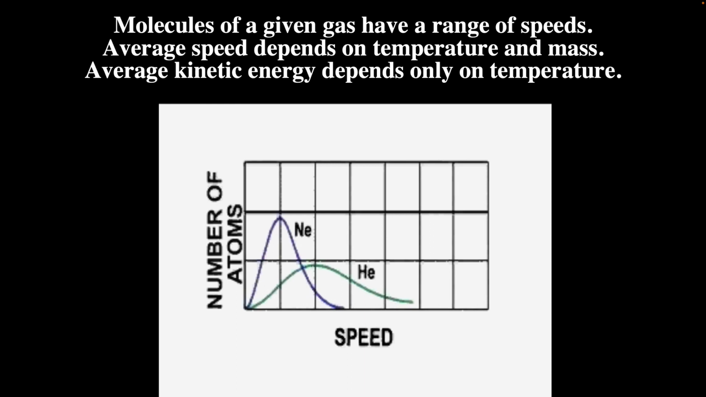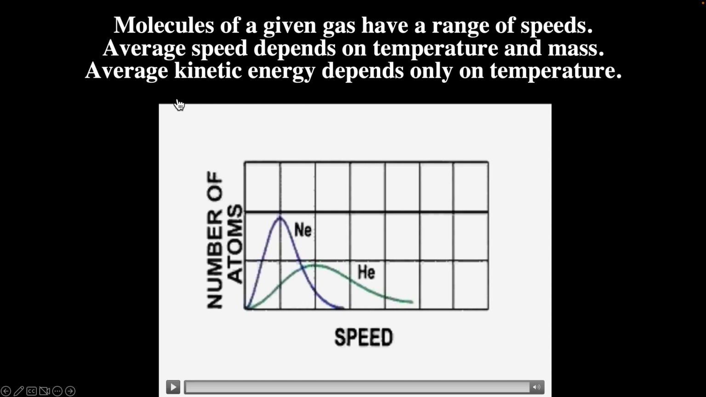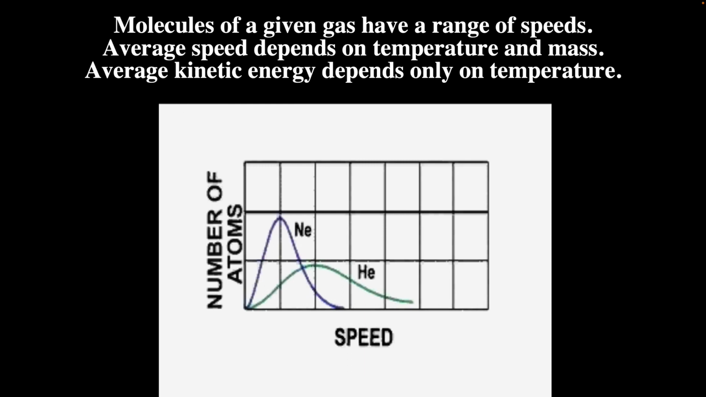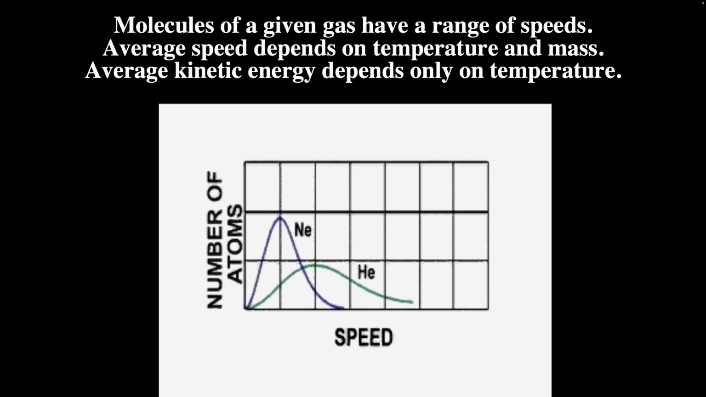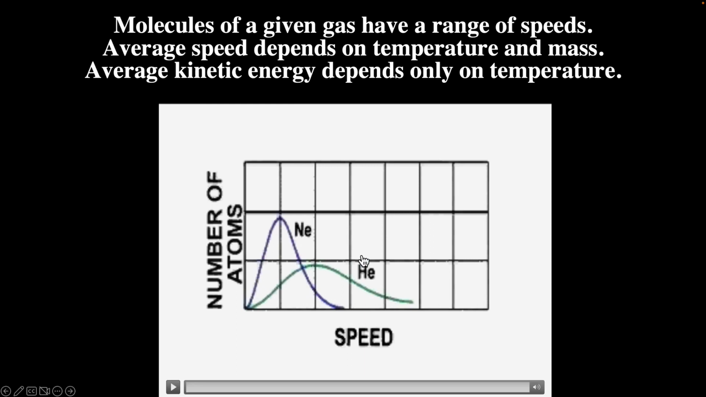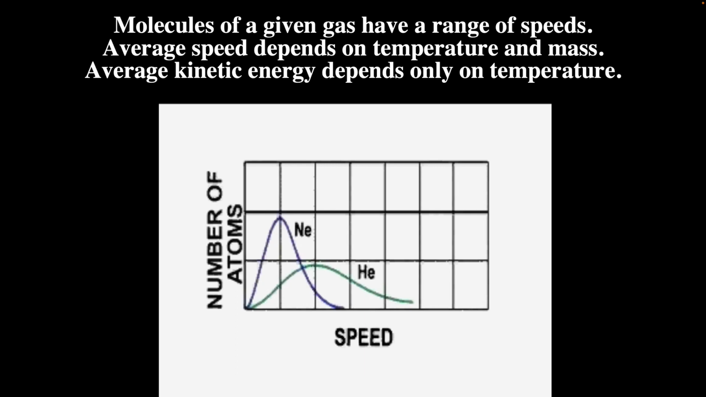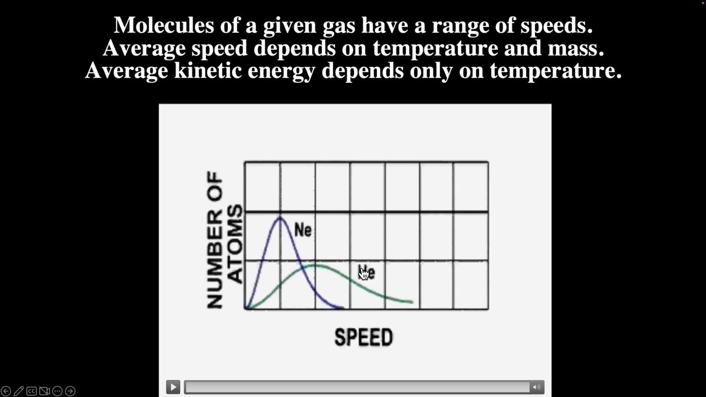This is kind of interesting. The average kinetic energy is the same at the same temperature, no matter what the gas is. And so here we have helium and neon. At the same temperature, their average kinetic energy is identical. Their speed is different because remember, kinetic energy is equal to 1/2 mv squared. So you notice that the helium, because it's lighter, is going to have a higher average speed. It's also going to have a broader distribution of those speeds.